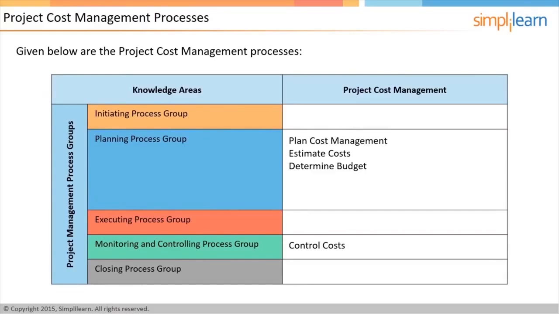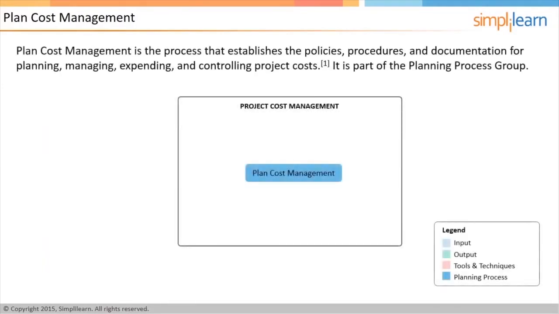Let us look at each of these processes in detail. Let us begin with the first process, that is, plan cost management, in the next screen. Managing costs on a project is a critical exercise. If the activities are planned well, it becomes easier to achieve harmony with the overall cost and budget of the project. Plan cost management is the process of establishing the policies, procedures, and documentation for planning, managing, expending, and controlling the project costs. Let us look at the inputs required for this process.